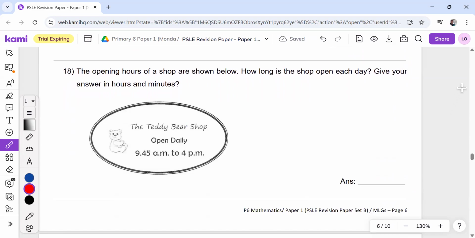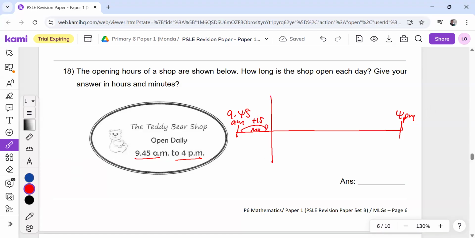Okay, question 18. How long is a shop open? So from 9:45 a.m. to 4 p.m. So you may want to draw a timeline. 9:45 a.m. until 4 p.m. So you may want to jump to the nearest hour, and that will be 10 o'clock. And then from 10 o'clock to 4 p.m., that will be how many hours? 6 hours. Use your fingers to count, right? 11, 12, 1, 2, 3, 4, 6 hours.